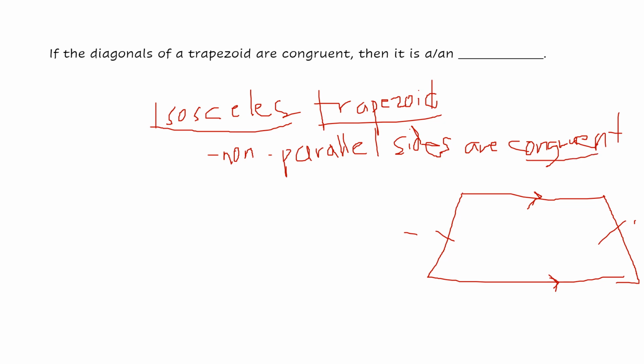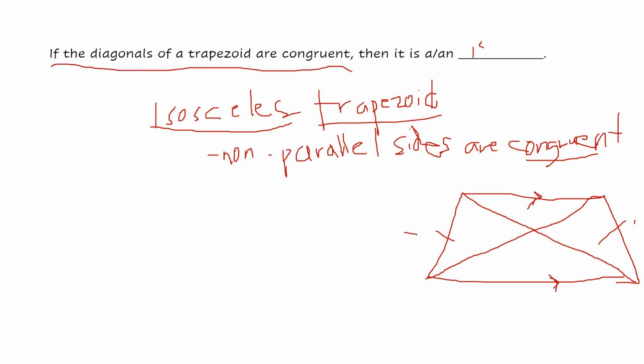Also, their diagonals are congruent. So the diagonals of a trapezoid are congruent. Therefore, if the diagonals of a trapezoid are congruent, this is called an isosceles trapezoid.